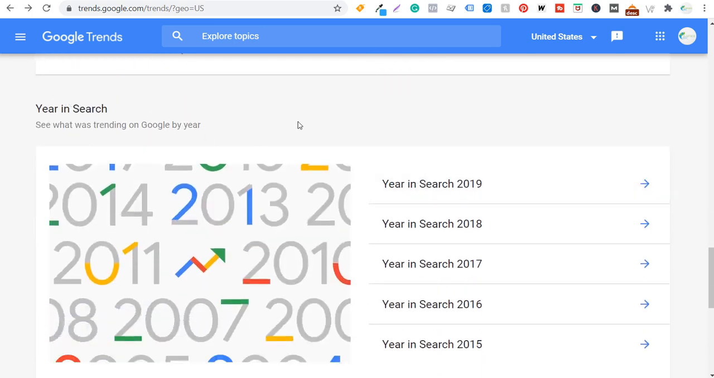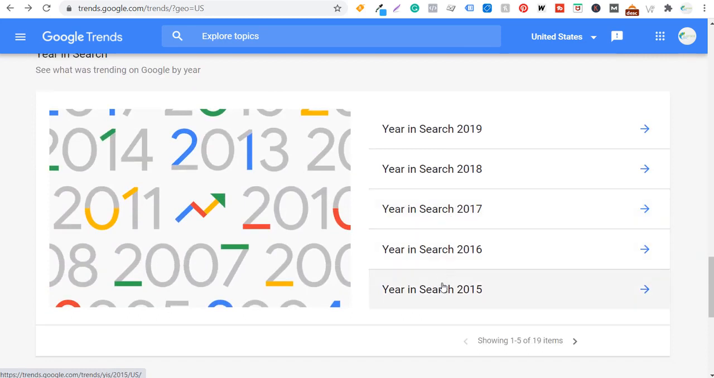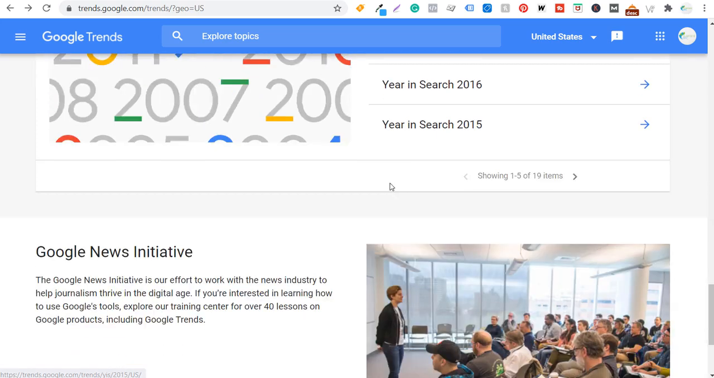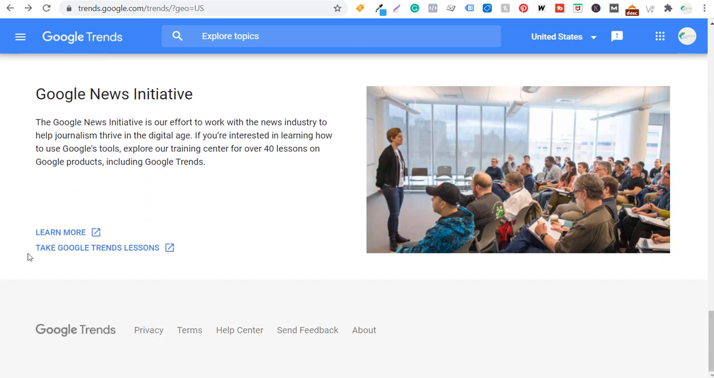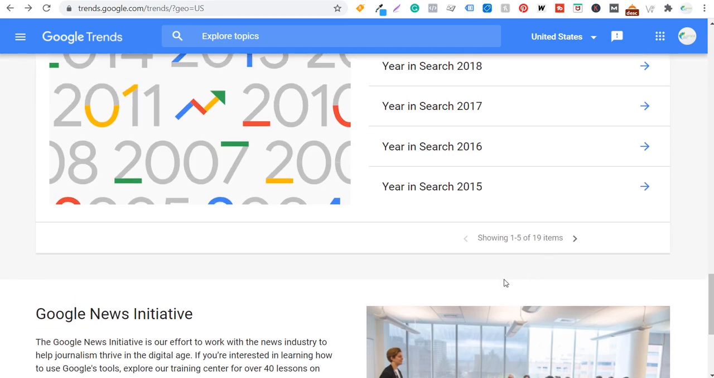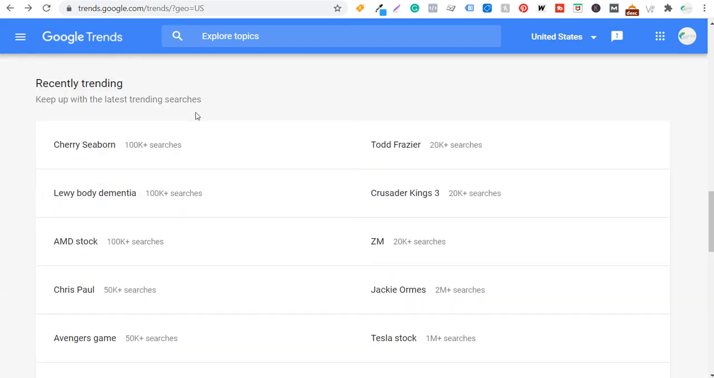You can see the years in search. So you can see different years in search and what people were actually searching at the time, whether it's 2013, 2015. This goes all the way back to 2001. And then if we keep coming down, there's a little bit more information about their Google News initiative, but pretty short homepage overall. So mainly the main thing you are going to look at is this recently trending section, and then you're going to explore topics.